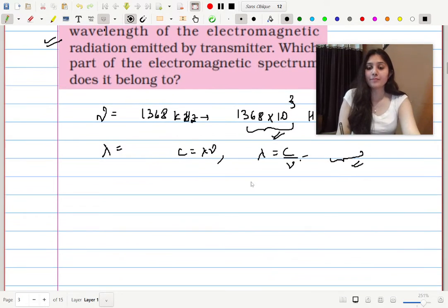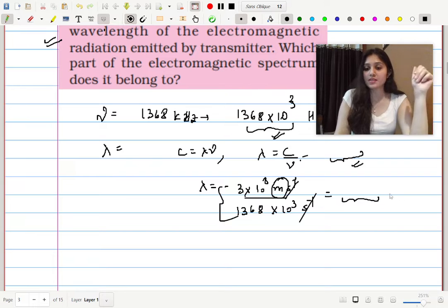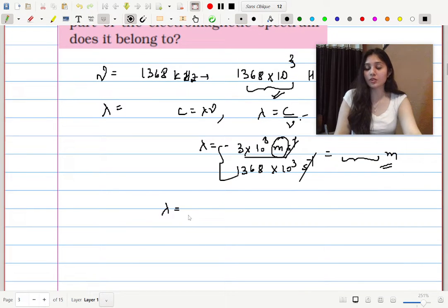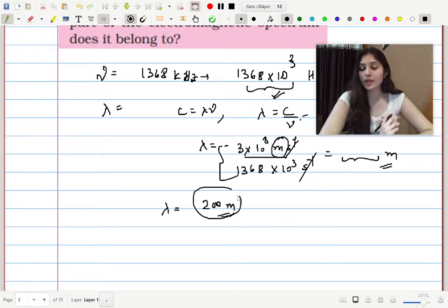Okay, now why are you going to get the answer in meters? I think I'll just write the units so that it's clear. This becomes 3 into 10 to the power 8 meter per second, and your frequency is 1368 into 10 to the power 3 per second. Per second cancels. The answer is going to be in meter. Whatever calculation you do, which you're going to do by yourself, is going to be the answer, and the unit is going to be in meters. Now for only this question, I will just say that the answer is going to be around 200 meters. It's not exactly 200, I think it's 219 somewhere, but after solving you will get the answer as around 219 meters.